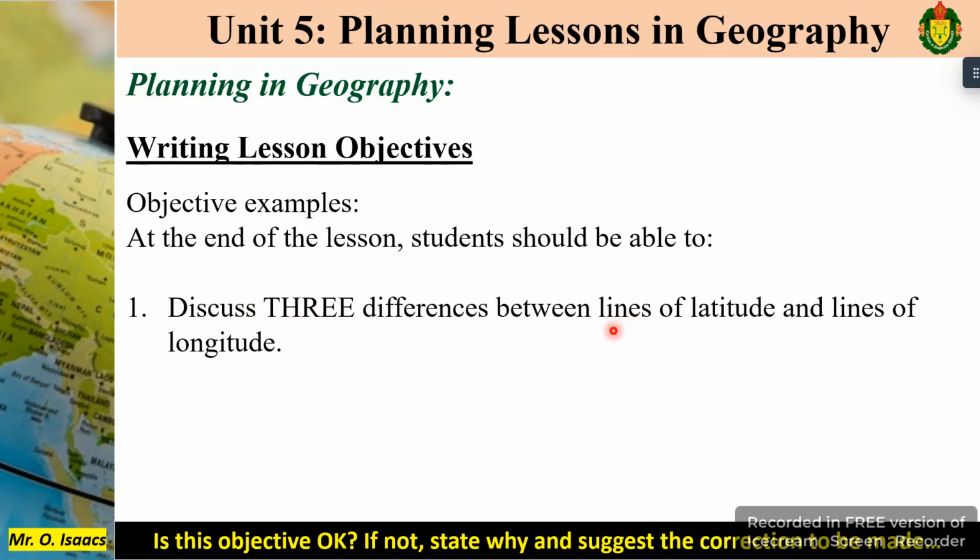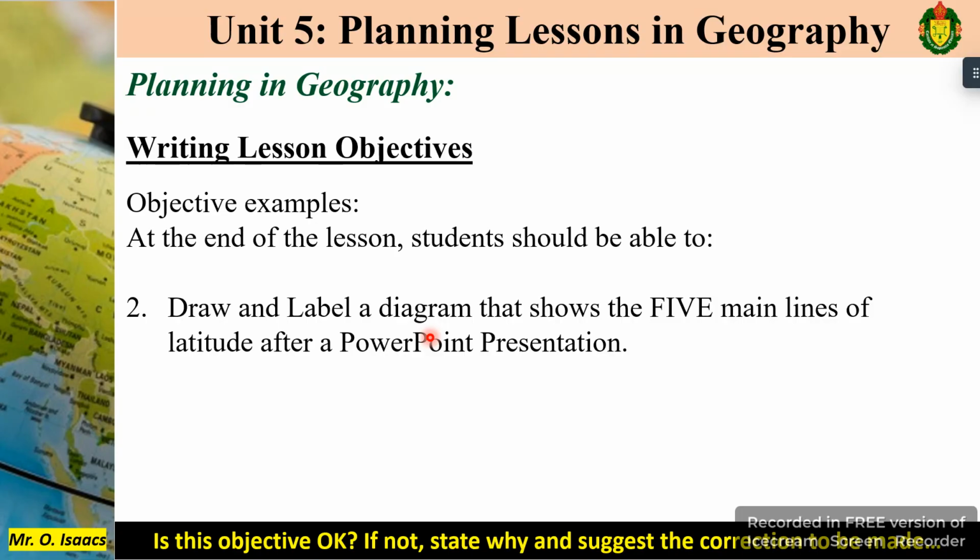Then the condition, now there's no condition in this objective. So the part that says after, for example, watching a video, after reading a book, after reading a handout, that part is missing. So it's a case where this objective now is considered faulty, right? The degree, 3. So 3 things are expected, which is good. So this is a faulty objective, so bear in mind you consider these when you're writing your objectives.